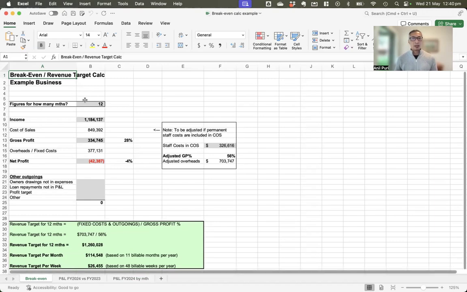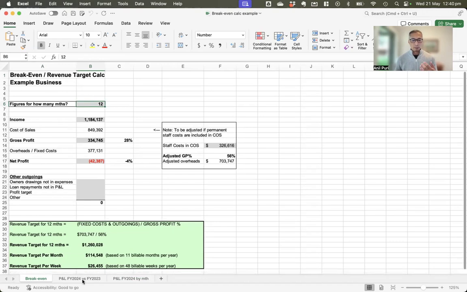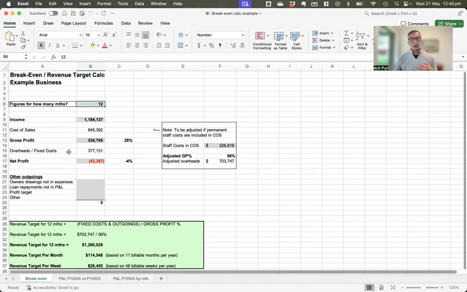This simple calculation asks how many months we're looking at. In this case, it's 12 months, because obviously if your P&L is only for 6 months, then you need to recalculate these numbers based on it only being 6 months instead of 12 months.